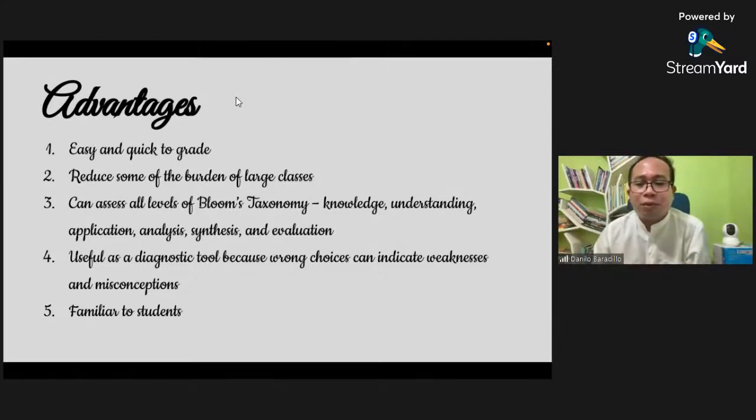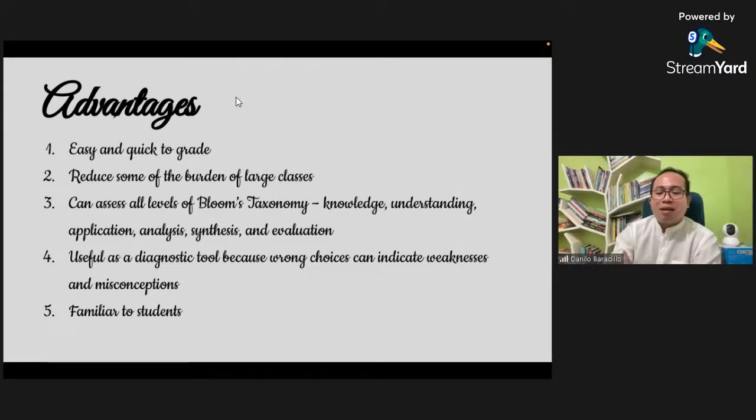If you would want to have your class, I'm not aware of how many students are there in your class, but you would also be able to take advantage of this, because if you're giving multiple choice, then it is easy and quick to grade, and can access all levels of Bloom's taxonomy: the knowledge or the knowing and understanding, applying, and so on and so forth, right? The new terms that were used. And it's useful as a diagnostic tool, because wrong choices can indicate weakness and misconceptions. And this is familiar to students.